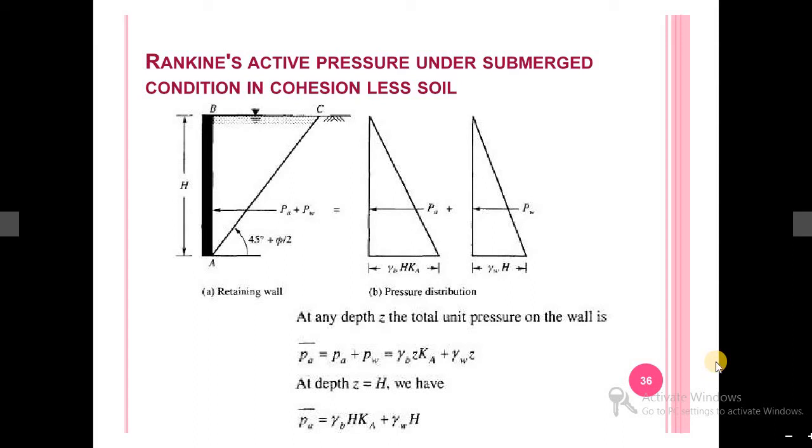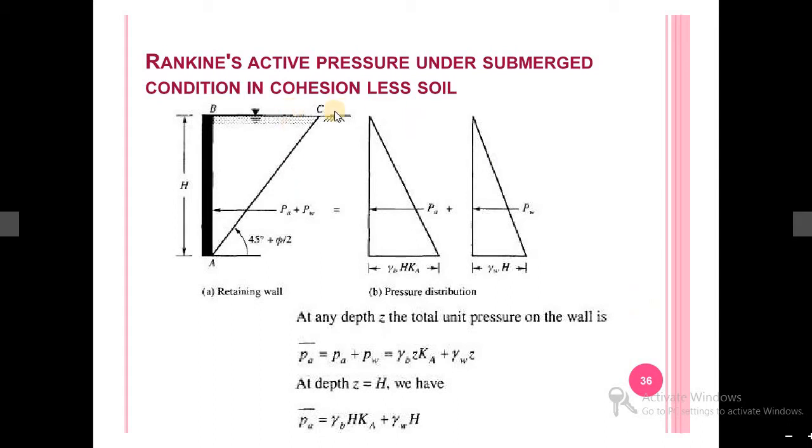Good morning, students. In my previous video, we described Rankine's theory, and we discussed the very first case, which is for the dry cohesion-less backfill. Now we'll be discussing the different cases which are possible in practical aspects. So we'll be discussing the various cases with the help of Rankine's theory. Here we'll first discuss Rankine's active pressure under the submerged condition in cohesion-less soil.